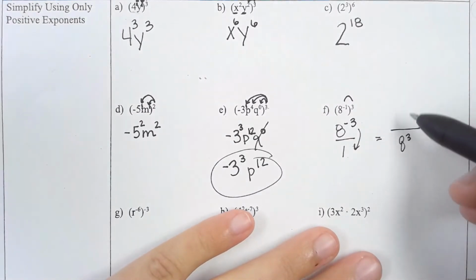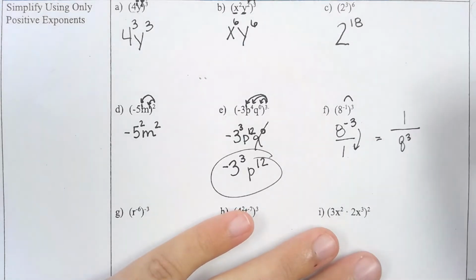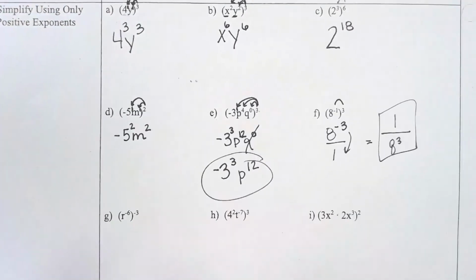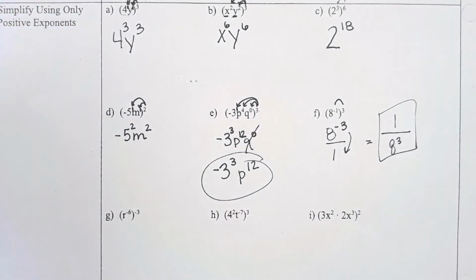And then if there's nothing upstairs, remember that there's still technically a 1 there. So 8 to the negative 3 is the same thing as 1 over 8 to the 3rd. And that is your simplified answer.